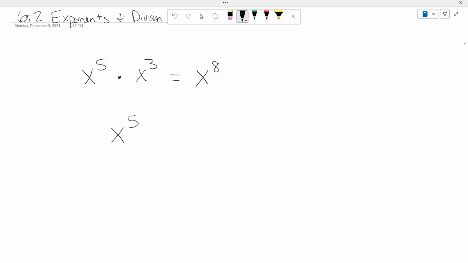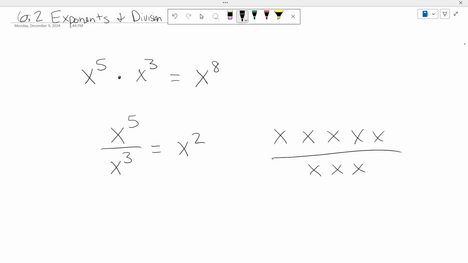All right, x to the fifth over x to the third. Now, if when we multiply, we add, what do you think when we divide that we'll do? Subtract. Where's 5 minus 3? 2. So since x to the fifth is really 5 x's up here, and x to the third is 3 x's down here, we cancel, and we end up with x squared on the top.